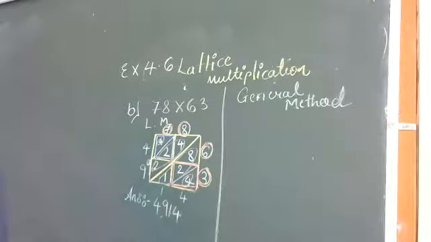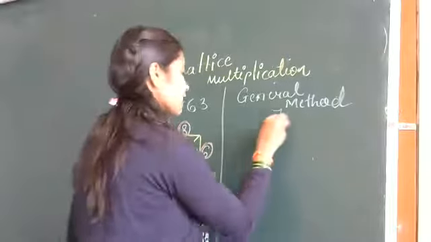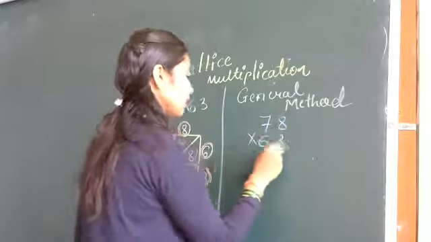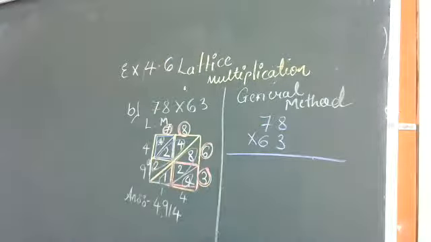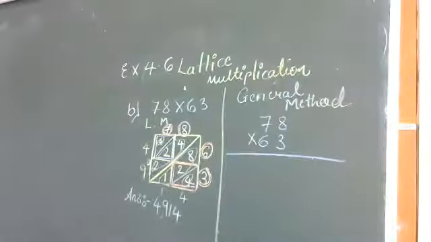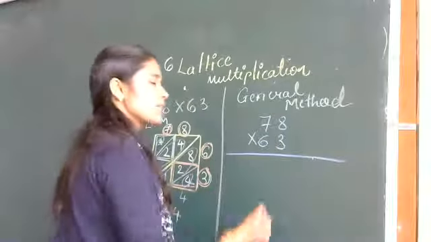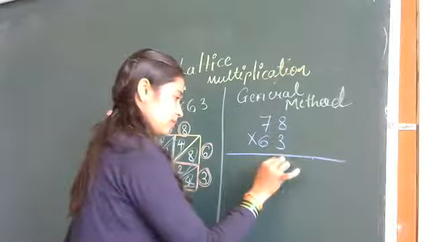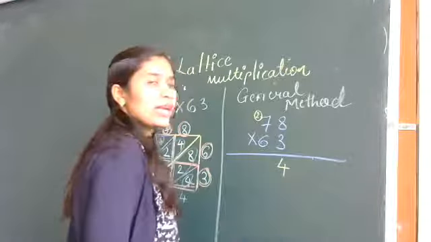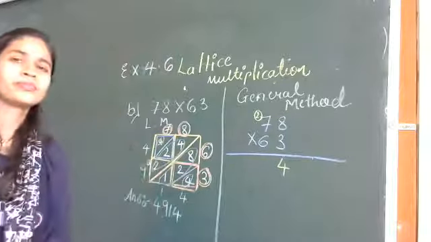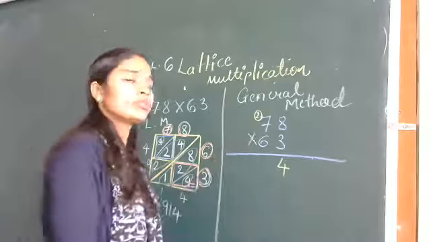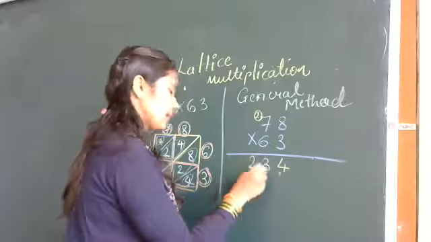That is by lattice multiplication. Okay, now we'll see by the general method. What is the multiplication here? 78 multiplied by 63. Tell me, by which number do you have to multiply first? 3. So multiply now. 3 times 8 is 24, so 2 will be carried. 3 times 7 is 21. 21 plus 2 is 23.